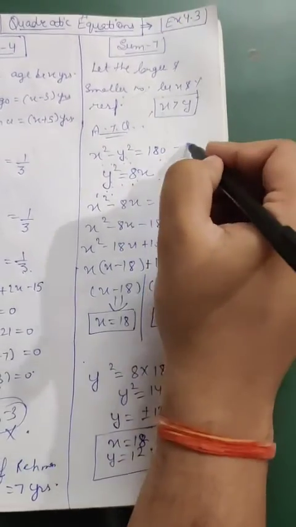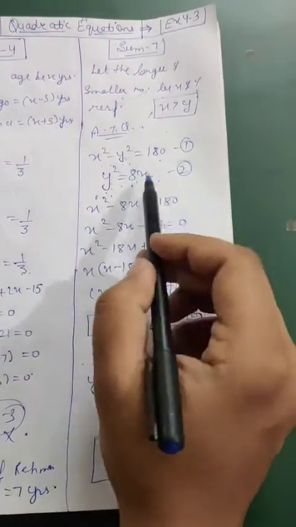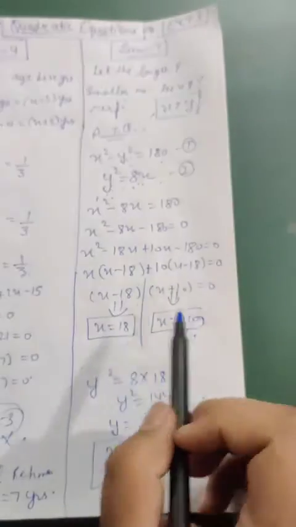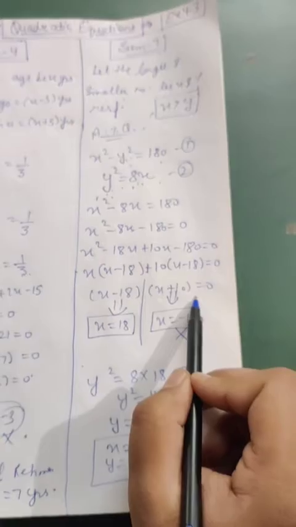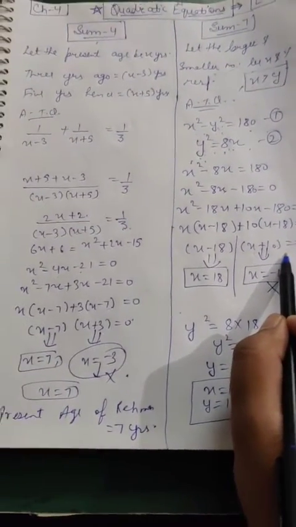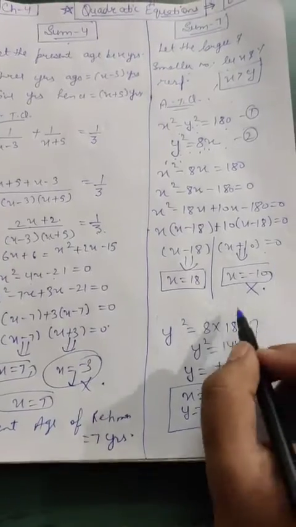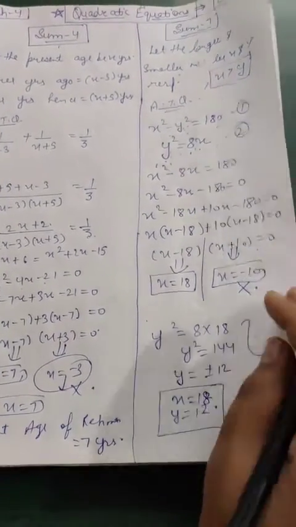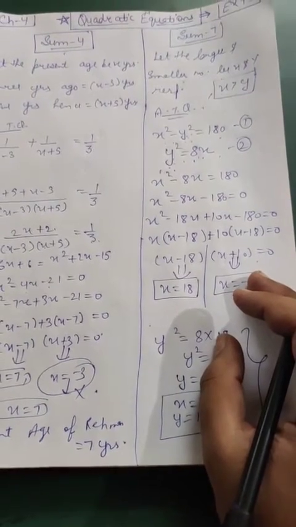So what we have done, this is equation 1, this is 2. We have just put the value from equation 2 in equation 1. So y square is equal to 8x. Then we have just solved it by splitting the middle term, and we get the values of y and x. So these are the two questions that we have discussed from exercise 4.3.